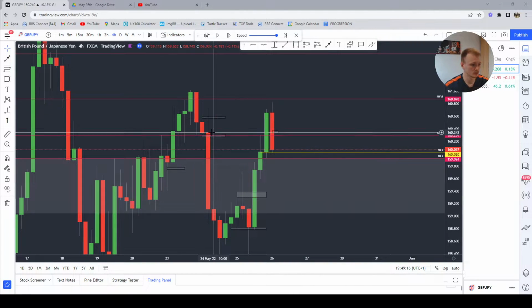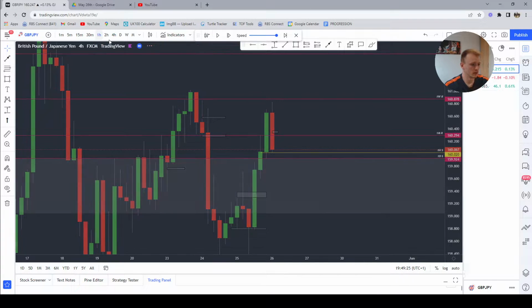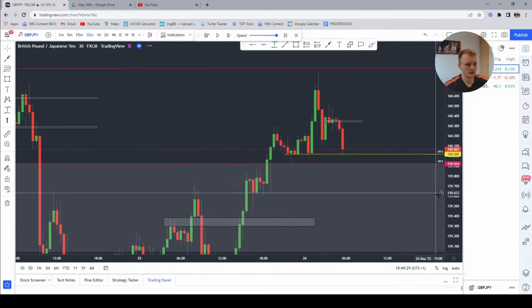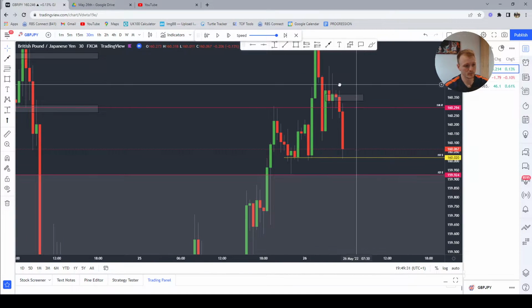These little rectangle zones here are just sort of like Asian range for the past couple of days. So I'll sort of get rid of those, but that's what they are at the moment. If I drop to the 1 hour chart, this is what we're looking like. If I drop to 30, this is sort of Asian range here.